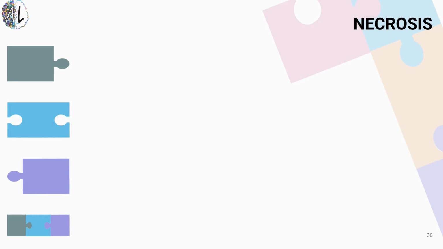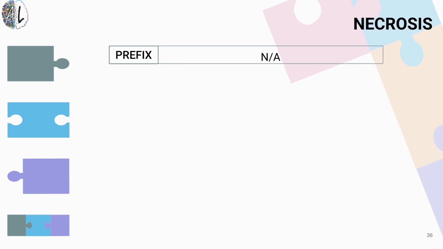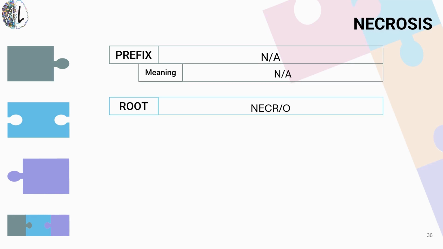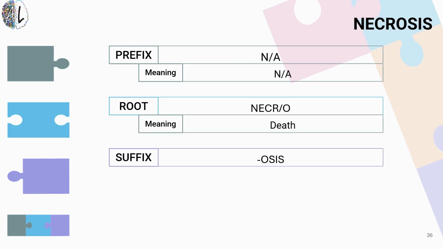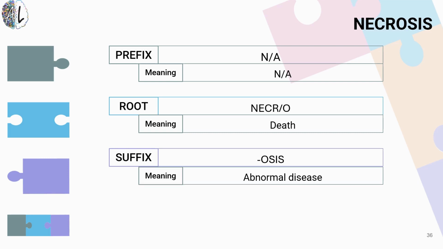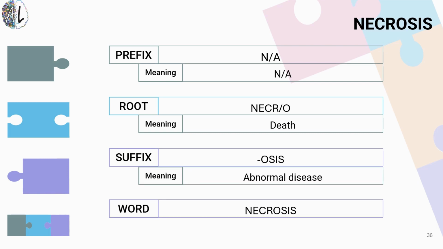Let's take a look at the word necrosis. Necrosis. Again, attempt to break this down by yourself before you see our solution. So in the term necrosis, there is no prefix. There is a root term, necro, N-E-C-R-O, which refers to death. Osis as a suffix is an abnormal disease. So if we put this together, necrosis refers to an abnormal disease causing death. And so what we're going to see is that the skin itself starts to die because of a disease.